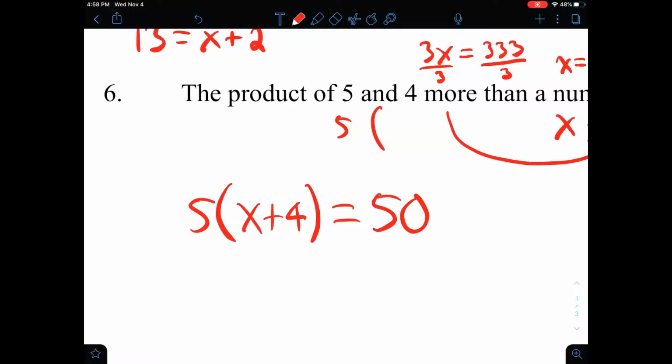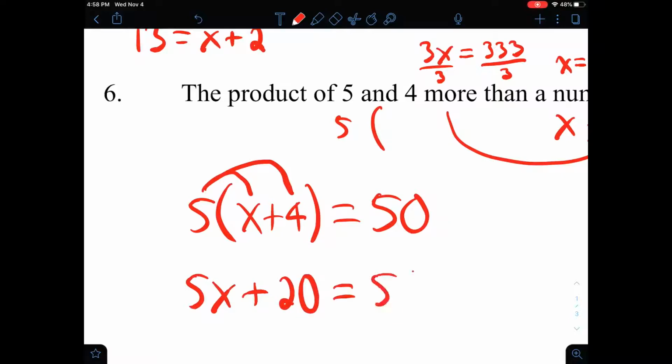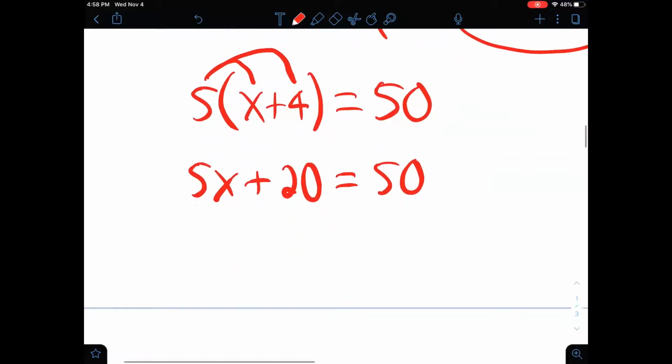All right. We have 5 times x plus 4 equals 50. So anything to distribute here? Yep, we got the 5 to distribute. So 5 times x is 5x. 5 times 4 is 20. And we get equals 50.